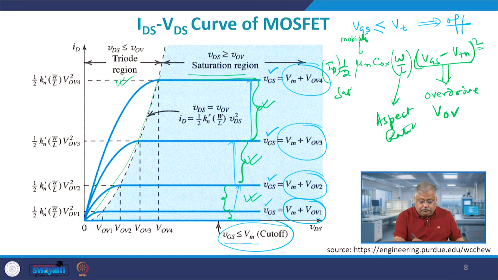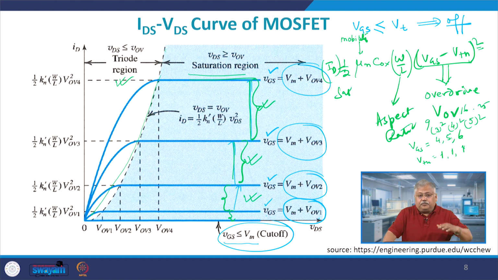What you see is that the increase is not linear. Let us assume that your VGS is varying from 4, 5, 6, and your VTN is 1 volt. Then what will be the value? It will be 4 minus 1 is 3 square, 5 minus 1 is 4 square, and 6 minus 1 is 5 square. So this will be 9, 16, and 25. You see the difference between these two is not equal to the difference you will have here, right? It will not be equal. It will go on increasing.